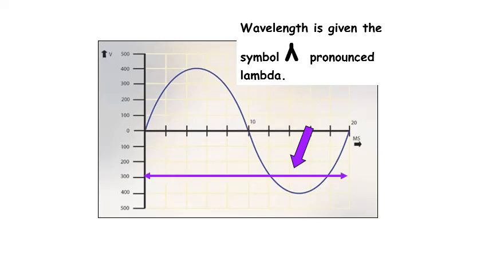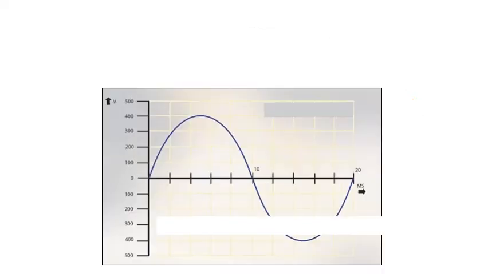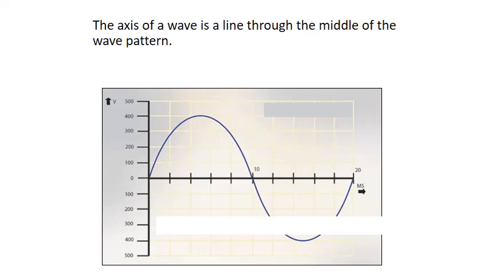Wavelength can be given the symbol lambda. It's sometimes like that, or often it's like that one there too. Okay, so lambda stands for wavelength. The axis is the line through the middle of the wave pattern. If you think about water waves, this is what it would be like if the water was completely flat. This is where there is no disturbance at all.